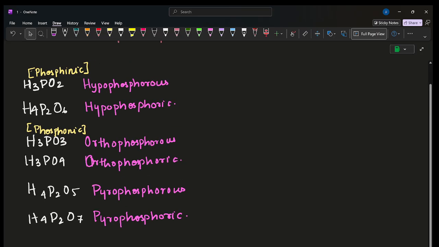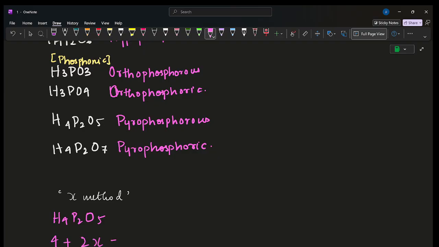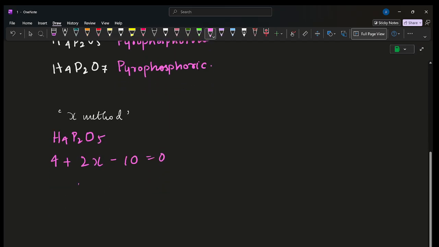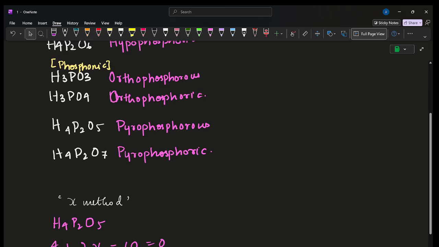Alright, next let's go to the oxidation state. For oxidation state, it's very easy. You can do it with the x method. Let me just show it to you real quick. Let's take an example of H4P2O5. You put 4 plus 2x minus 10 equals 0. So you have 2x minus 6 equals 0, 2x equals 6, and x is equal to 3. So for pyrophosphorous acid, it's plus 3. In this way you can find it for everything, so that's why I'm not writing it all down here.